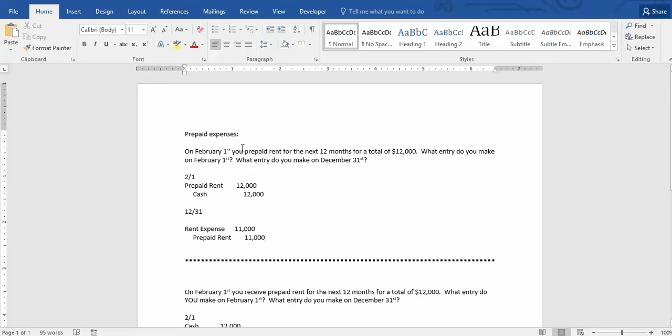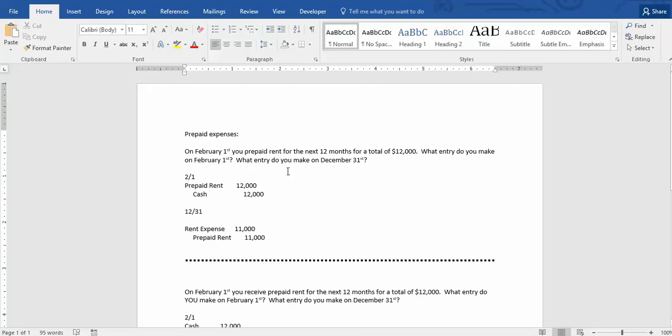What entry do you make on February 1st? In other words, you're the one that's paying. What entry do you make? Well, you don't just debit rent expense because you haven't experienced any rent expense on February 1st. So you debit prepaid rent, which is an asset, in this case a current asset because it's inside of 12 months, and you credit cash because they actually want to get paid.